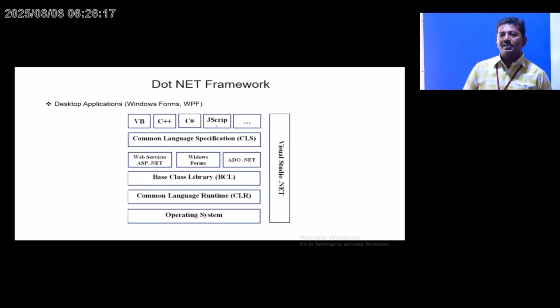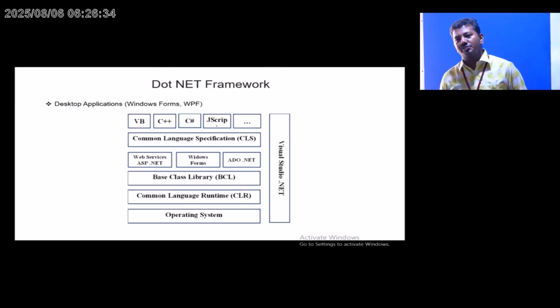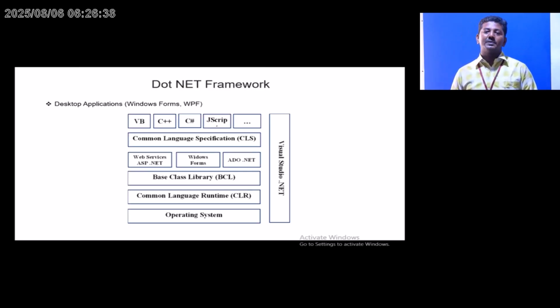In the .NET framework, on the right side, we may use Visual Studio .NET. It is a complete package of the framework, and in the top layer, we may use a programming language such as Visual Basic, or C++, or C# or JavaScript. Then we have the common language specification. In the common language specification, we may specify what are all the languages we are going to use in the particular framework.